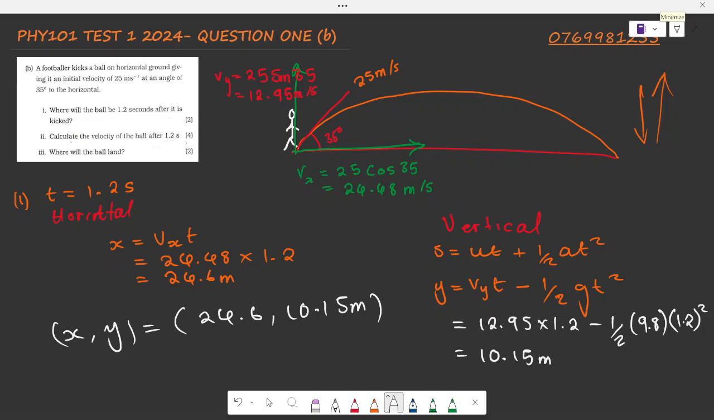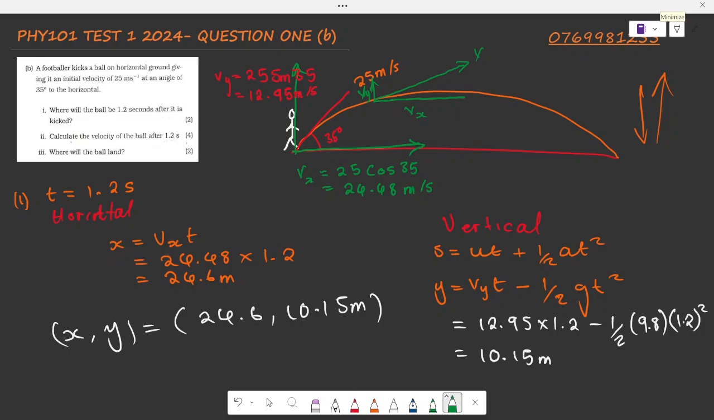The second part is asking us to calculate the velocity of the ball after 1.2 seconds. As an example, we can say that the ball after 1.2 seconds will be at this position. So it will have a Vx value and a Vy value as well, and what they are asking us to find is the velocity.